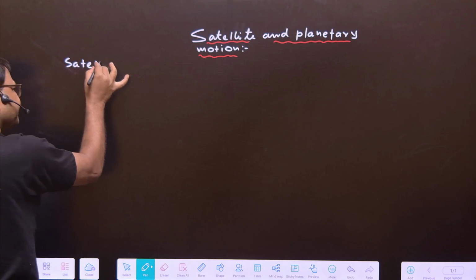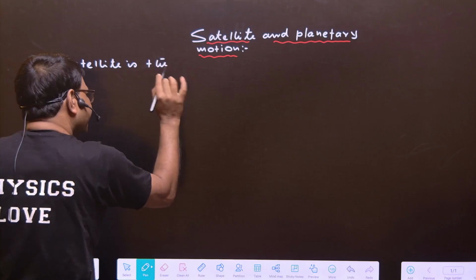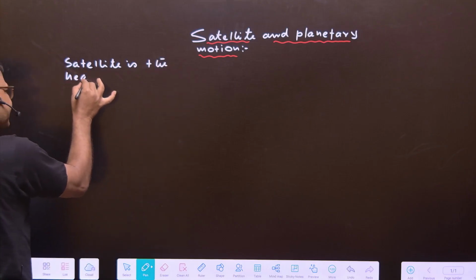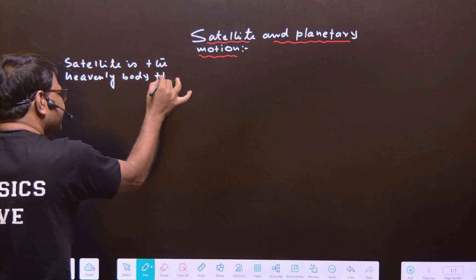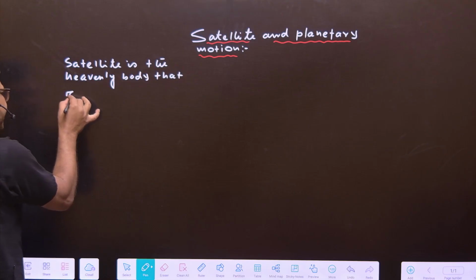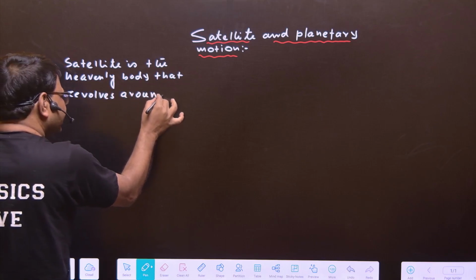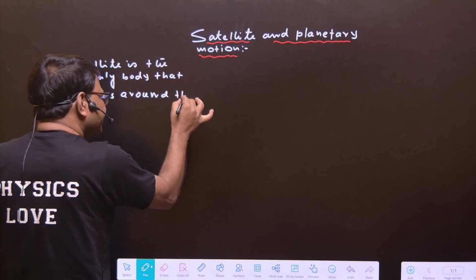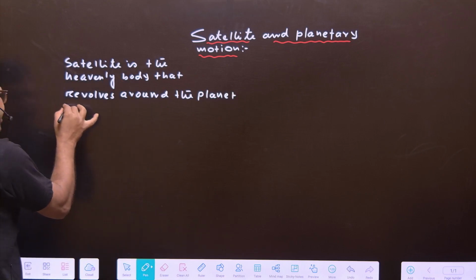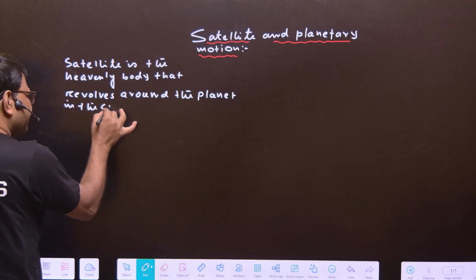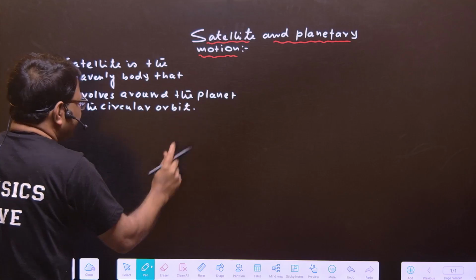Satellite is the heavenly body that revolves around the planet in a circular orbit, okay, that is the satellite.